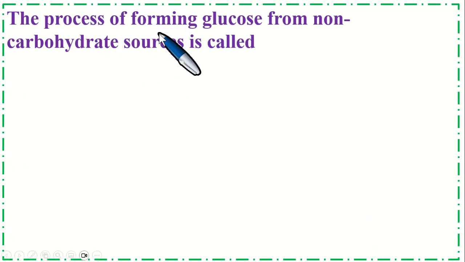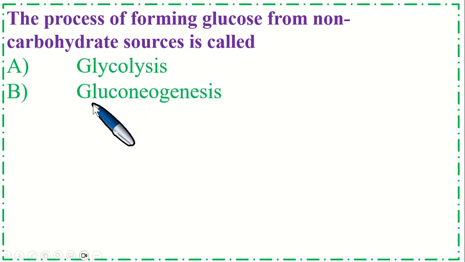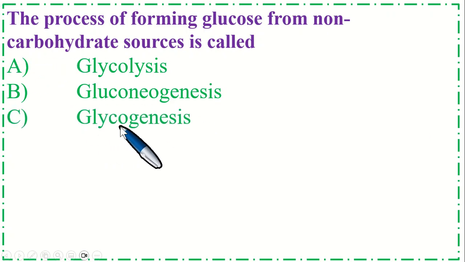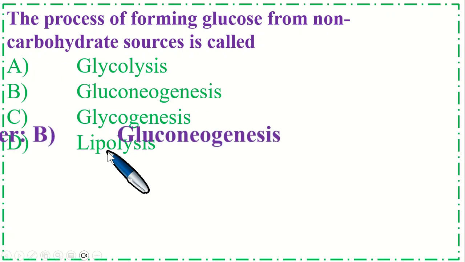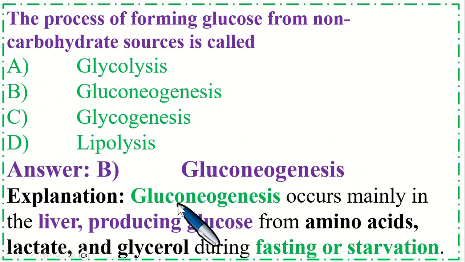The process of forming glucose from non-carbohydrate sources is called option A, glycolysis, B, gluconeogenesis, C, glycogenesis, and option D, lipolysis. So the correct option is B, gluconeogenesis. Gluconeogenesis occurs mainly in the liver, producing glucose from amino acids, lactate and glycerol during fasting or starvation.